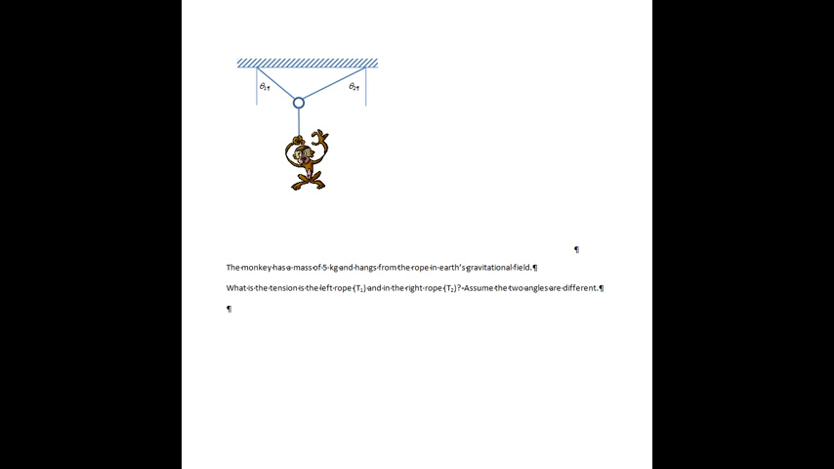He says this is what we've got going on. What you see here is a monkey hanging from a ring attached to two ropes to the ceiling. They have some angles, theta 1 and theta 2. So the question posed is, what is the tension in the left rope and the right rope? And assuming these angles theta 1 and theta 2 to be different. So let's see what we can make happen on that.